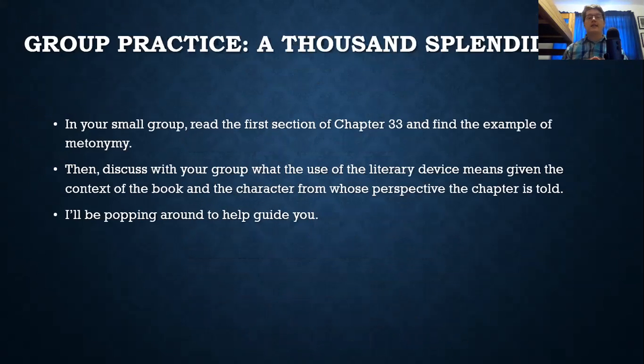Okay, so group practice, guys, we're going to be looking at our book, A Thousand Splendid Suns. This is my copy from high school, a whole 5-6 years ago, not that long ago. Spooky, but very good book. I picked it out for a reason. So we've been reading through it, obviously, hypothetically here. So in your small group, I want you to turn to the first section of chapter 33 and find an example of metonymy. Again, I promise you there's one there. The section's only about a page long.